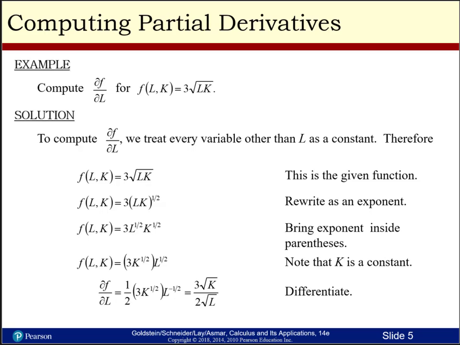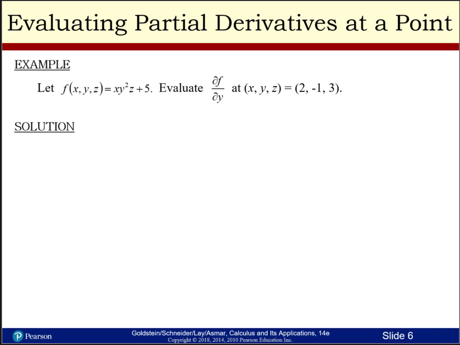So the partial of f with respect to L is we'll just bring that 1/2 out front, subtract the 1 from that 1/2 on the L, and we end up with 3 times the square root of k over 2 times the square root of L. You could simplify that a little bit to be 3/2 times the square root of k over L.